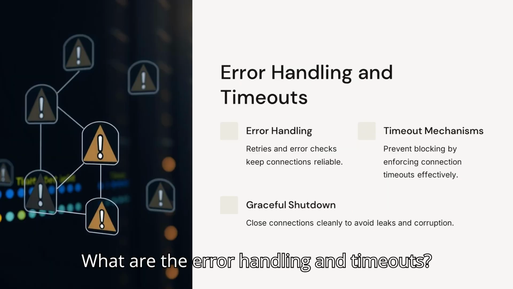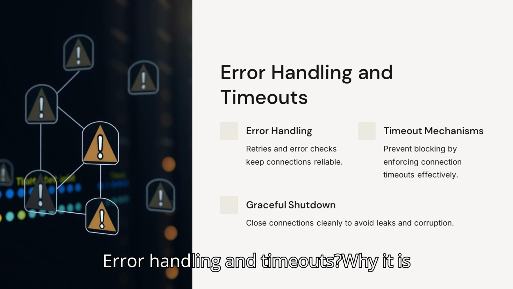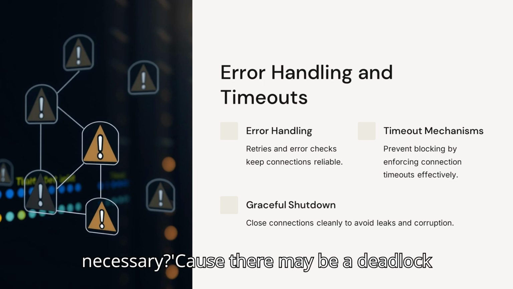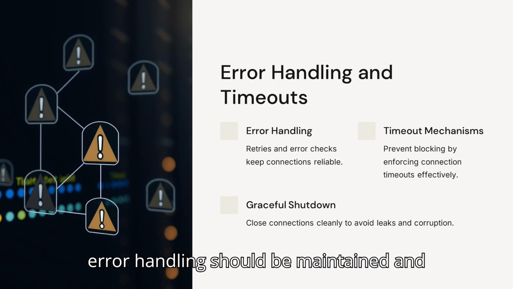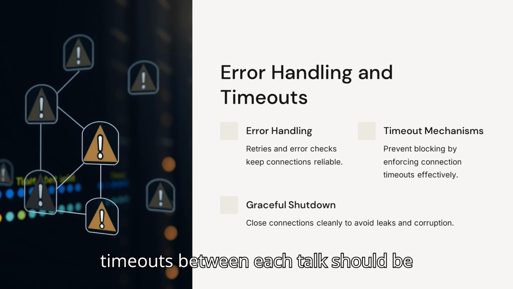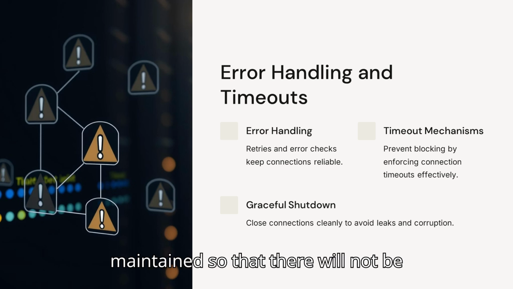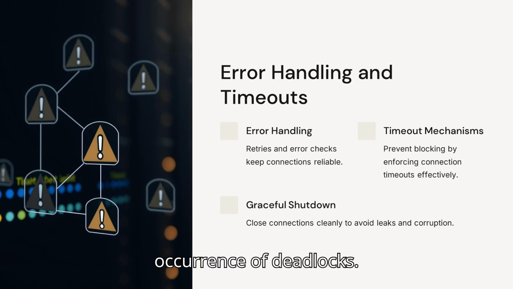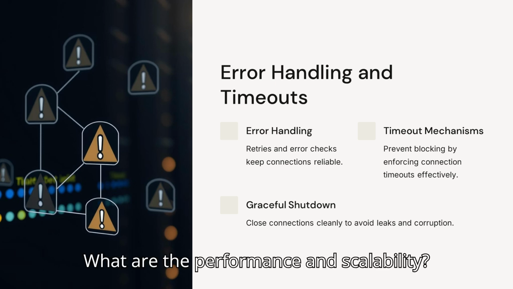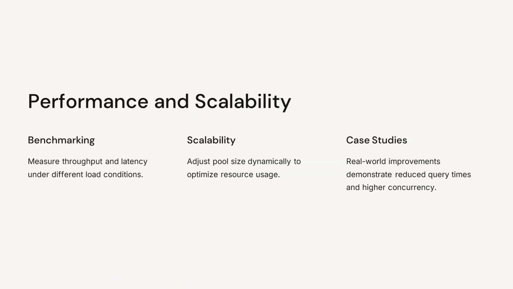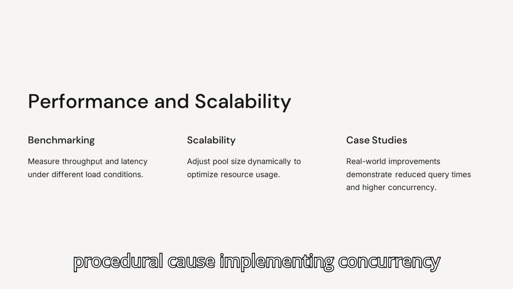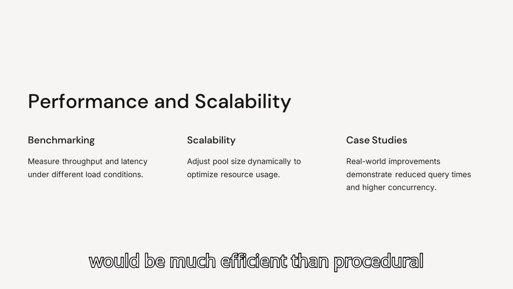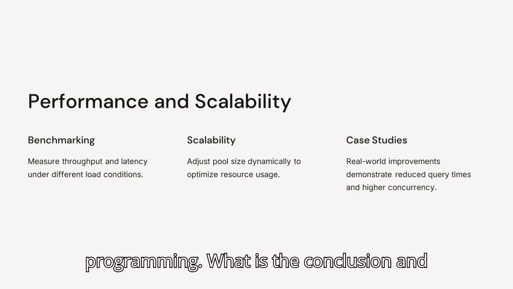What are error handling and timeouts? Why are they necessary? Because there may be a deadlock problem or some other problem. Error handling should be maintained and timeouts between each task should be maintained so that there will not be occurrence of deadlocks. What are performance and scalability? The scalability and performance are much better compared to procedural programming, because implementing concurrency would be much more efficient than procedural programming.